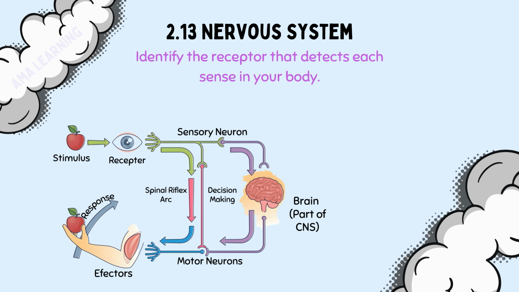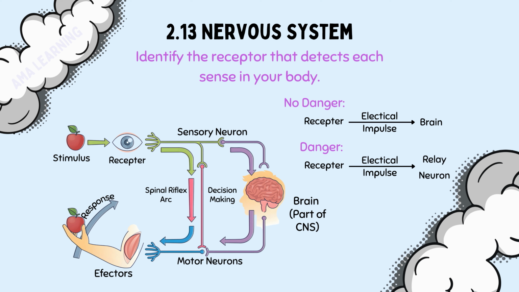In any normal circumstance when there is no danger, the electrical impulse is sent from the receptor cells to the brain. When there is danger, the receptor cells send the electrical impulse to the relay neuron in the spinal cord. This leads to a reflex reaction. Reflex reactions will be explained in specification point 2.14.